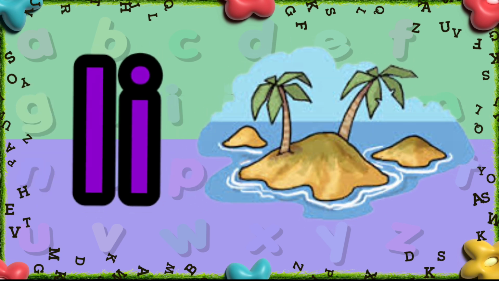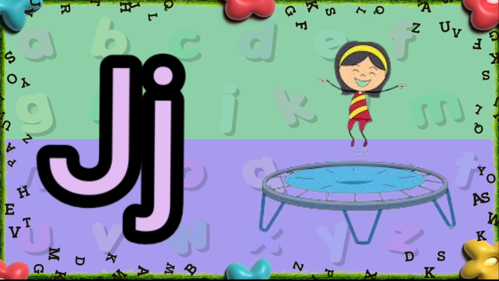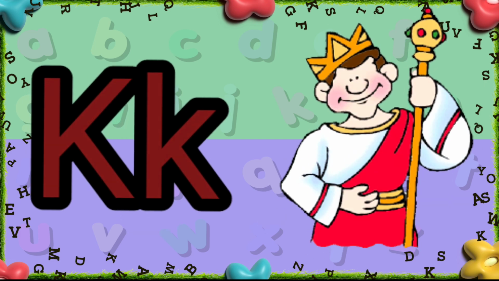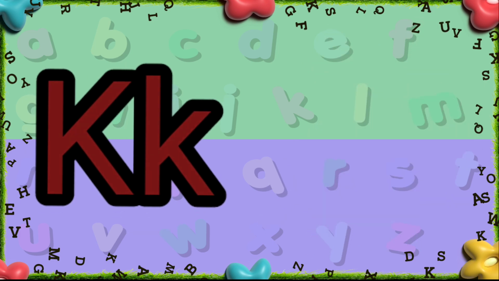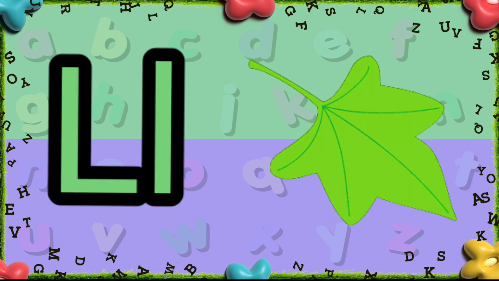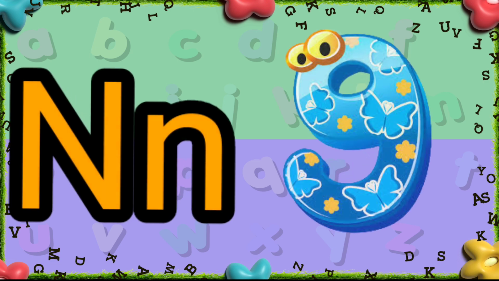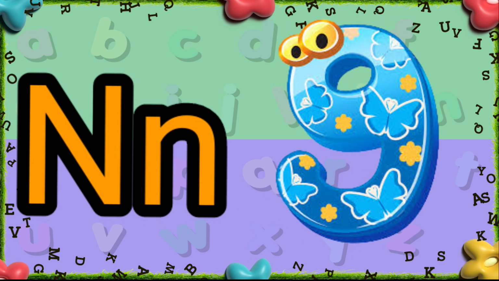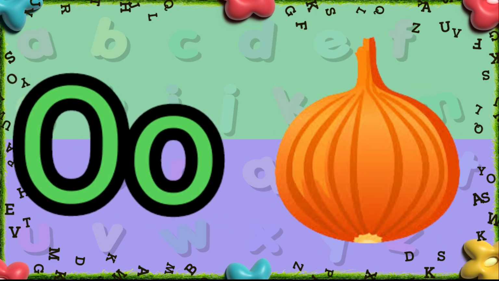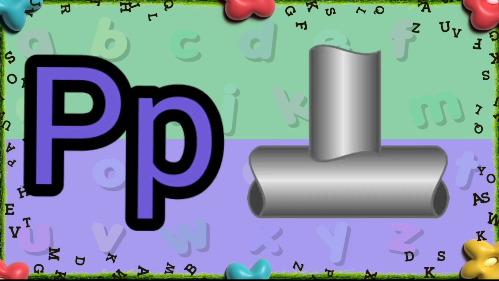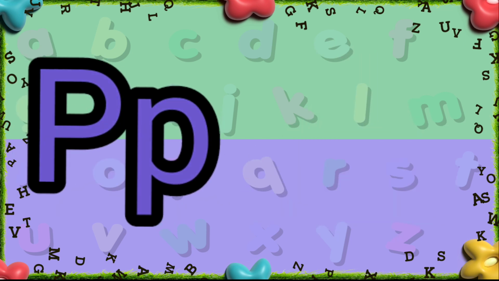I is for island. J is for jump. K is for king. L is for leaf. M is for monitor. N is for nine. O is for onion. P is for pipe.